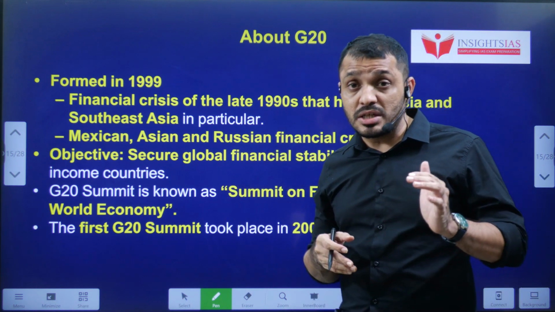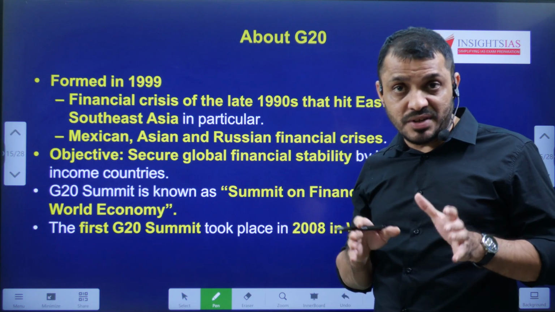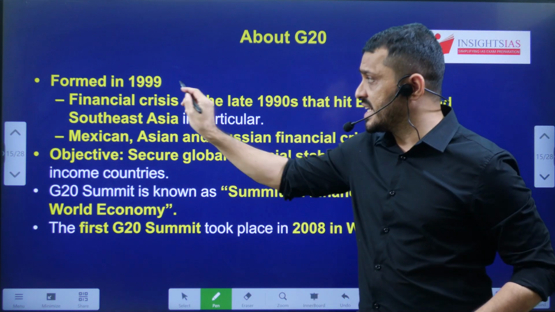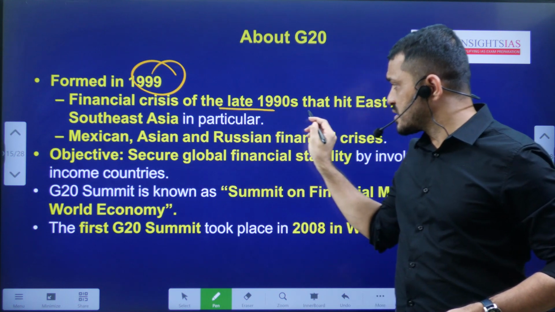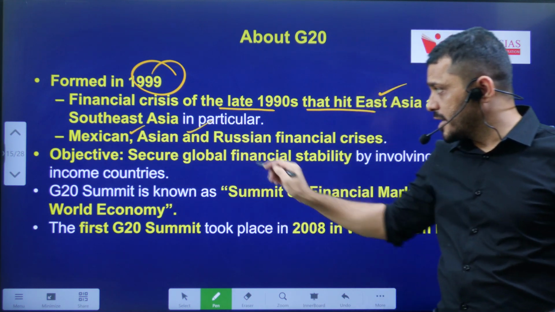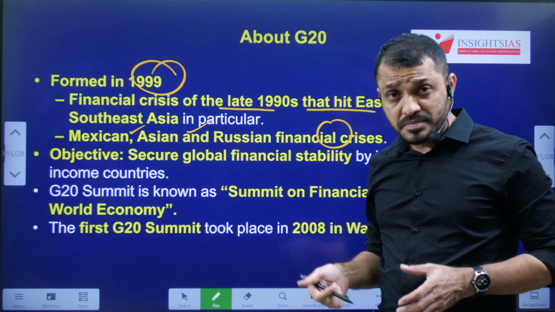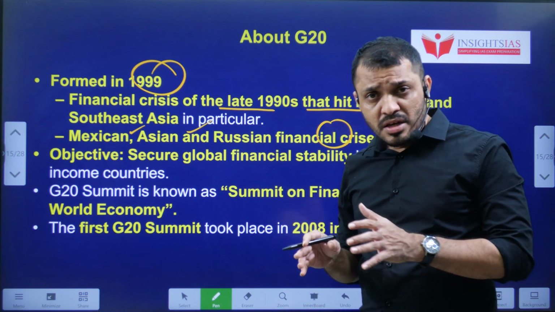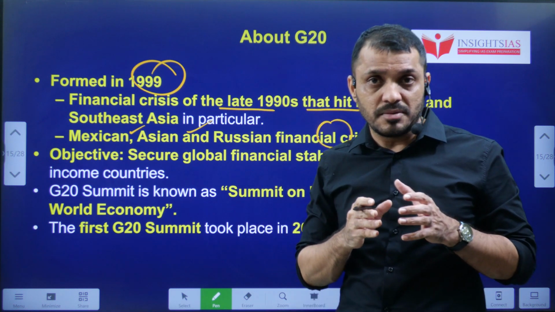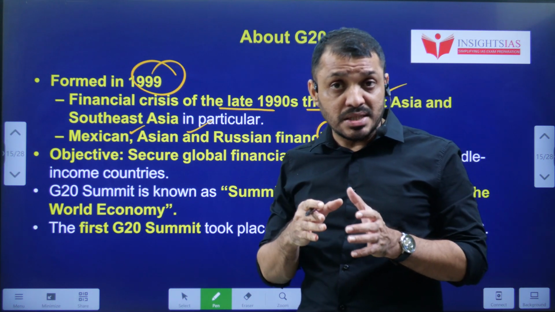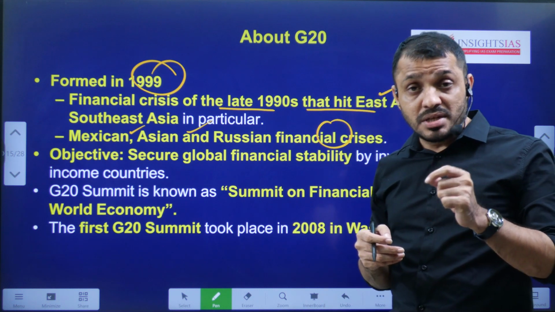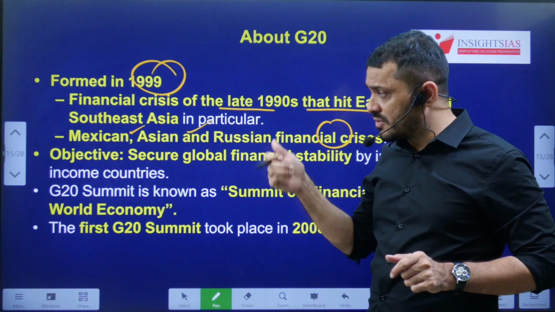Now you have to know the history of the G20, how the G20 works and what challenges the G20 is facing. Let us see those details. The G20 was formed in 1999 because at that time a financial crisis was faced by East Asia and Southeast Asia, especially the Mexican, Asian and Russian financial crises. You know that by then the USSR had disintegrated. So when this financial crisis was happening in the world, there was a necessity to bring financial stability. To bring this stability, developed and developing countries assembled together and floated the idea of one common organization to discuss these financial issues, which resulted in the formation of the G20.